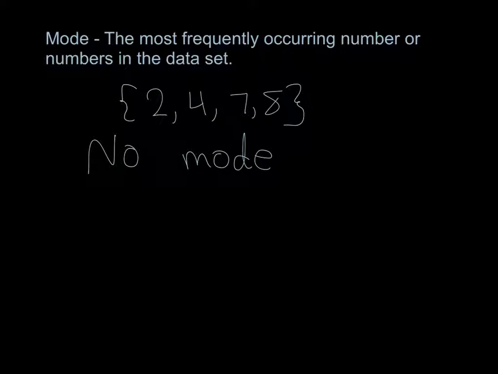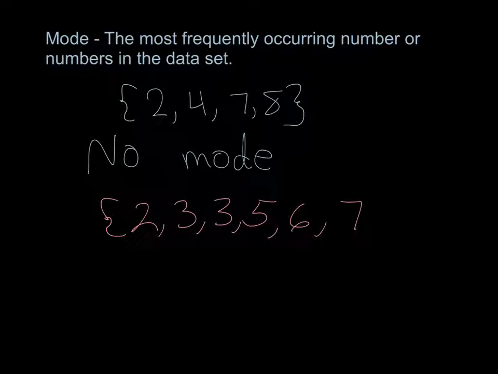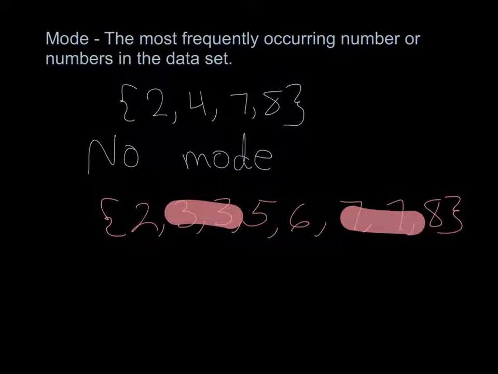So let's do another example, just so we're sure we understand. If we had 2, 3, 3, 5, 6, 7, 7, and 8, in this case we would actually have two modes, because we have our two 3s and our two 7s, and they occur with the same frequency. So 3 and 7 would be our modes in this example. Okay, so now we're done with talking about measures of central tendency. Now we're going to talk about stem and leaf plots and line plots.